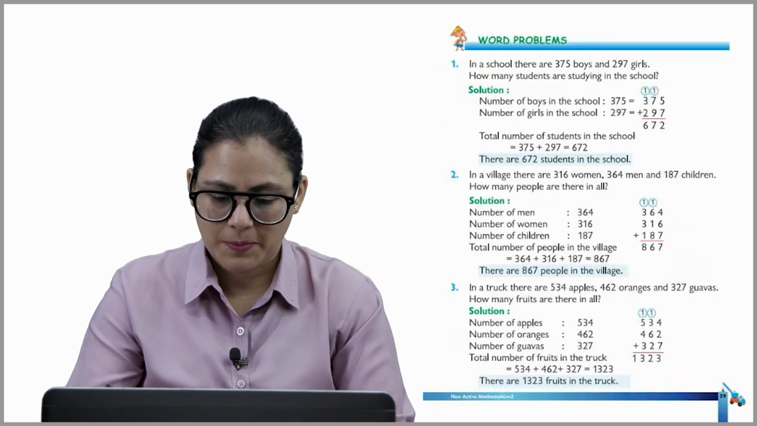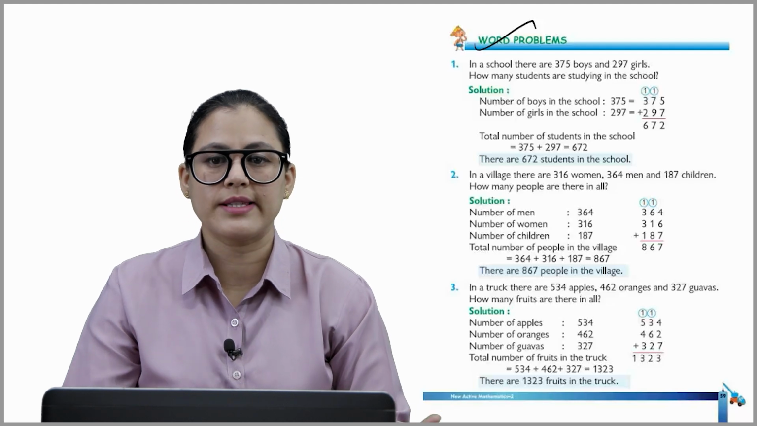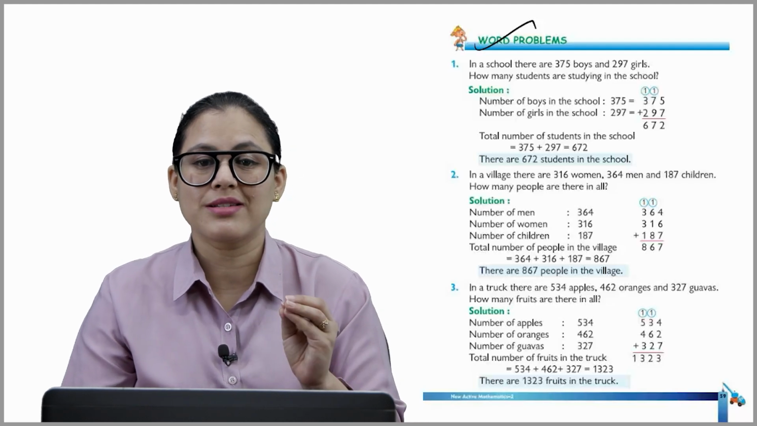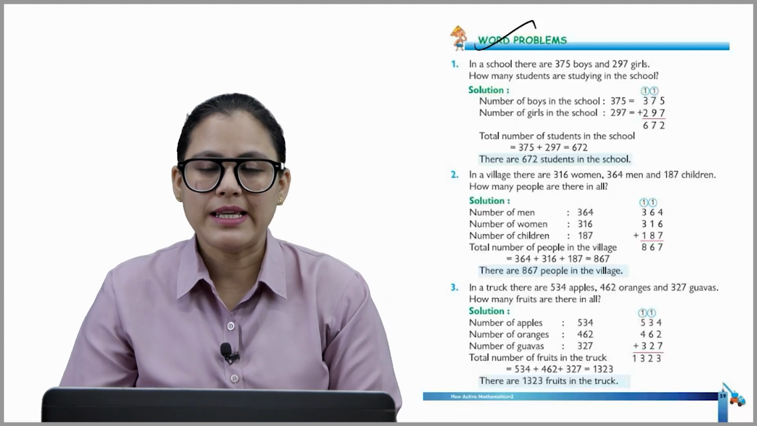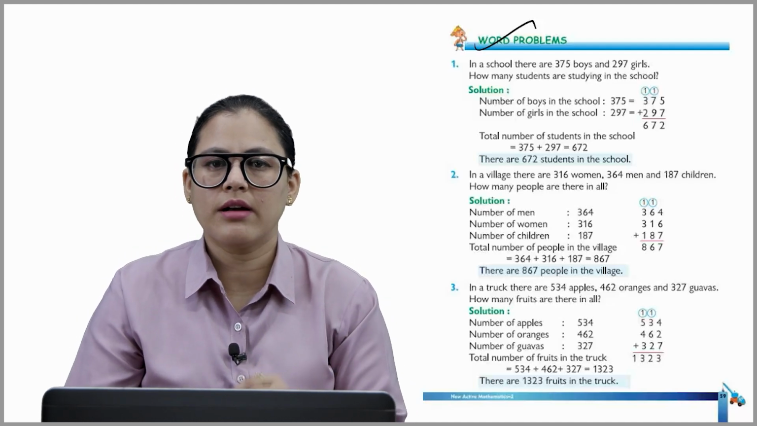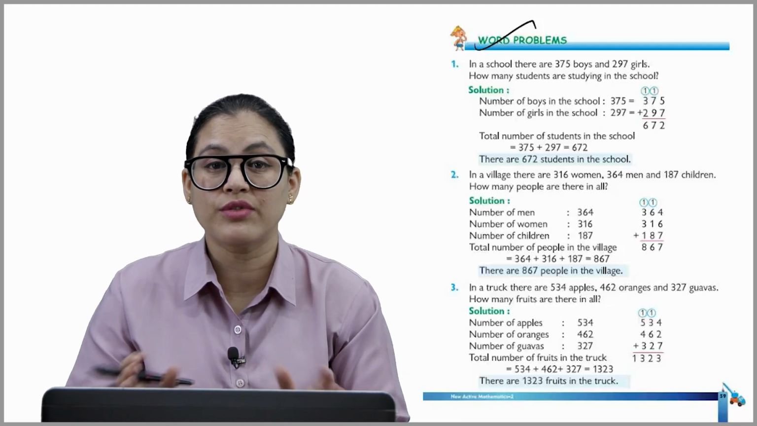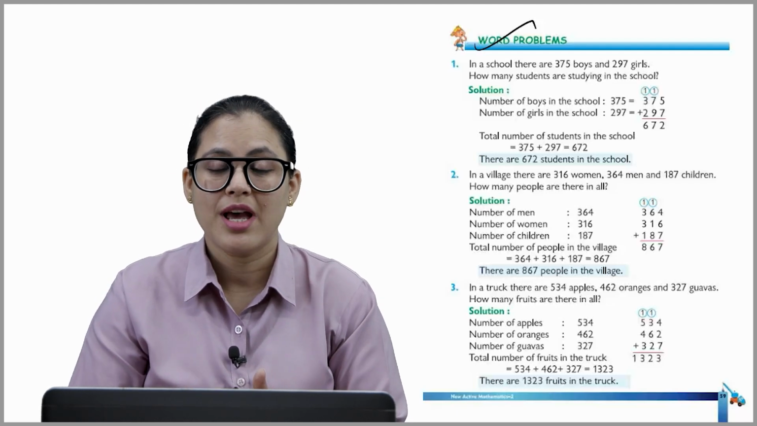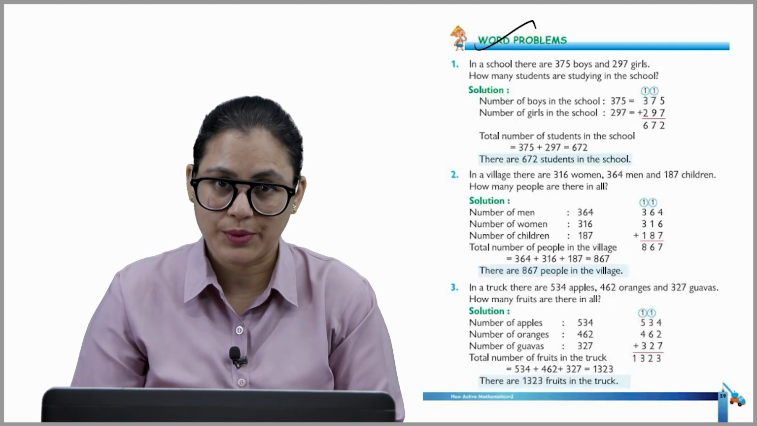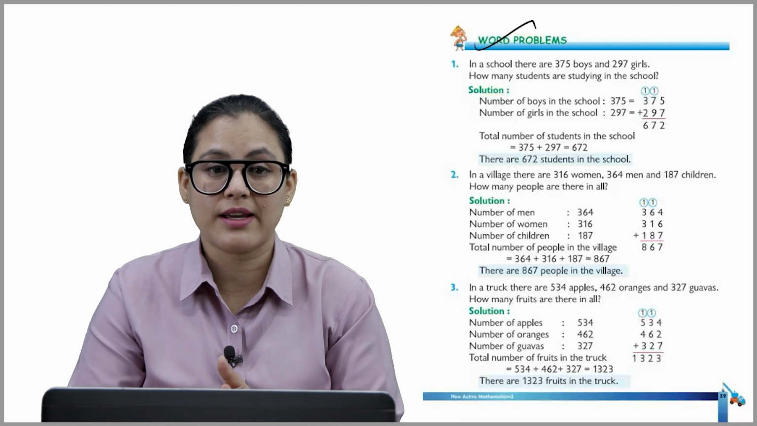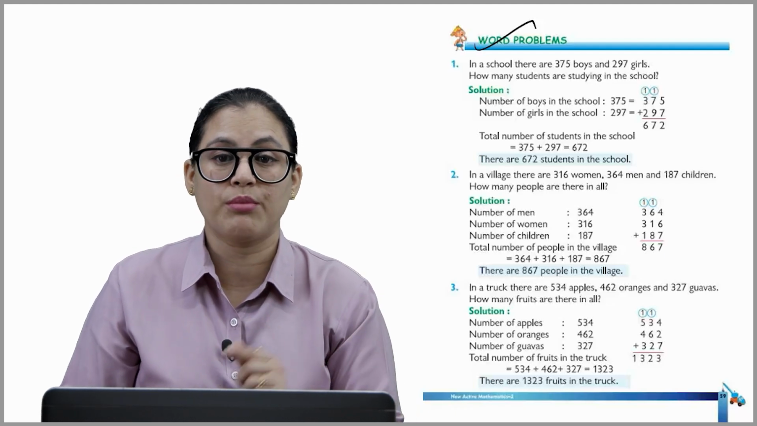Word problems. Number 1, in a school there are 375 boys and 297 girls. How many students are studying in the school? Okay. So, how will you solve this? See, in your class, there are a number of girls and a number of boys, and how do you find the strength of the class? That is the number of students. You add the number of girls and the number of boys. Okay, so similarly in this case we have to find how many students are studying in that particular school. We will add the number of boys and the number of girls.